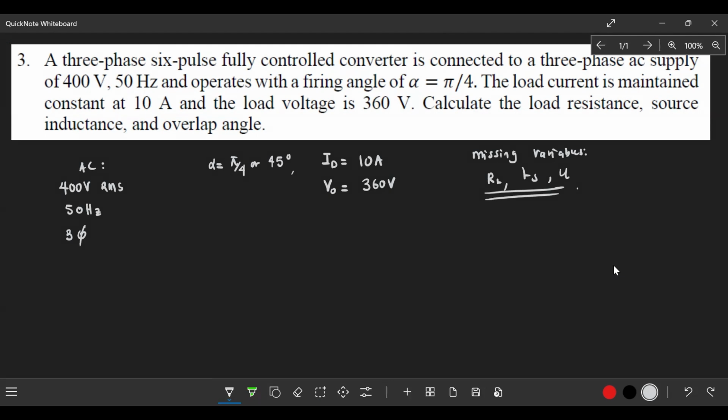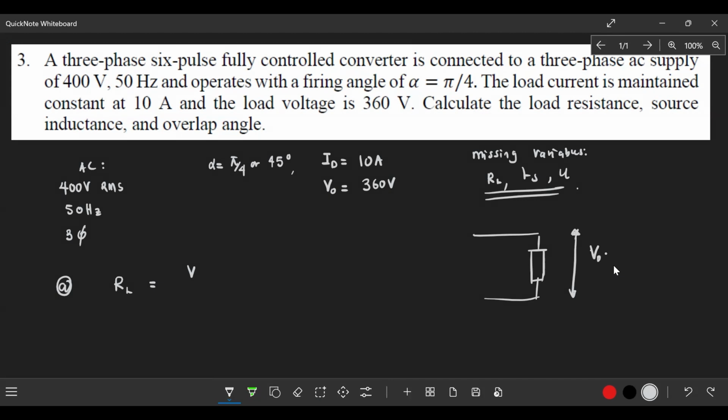Since that is what we are given, you can find the first part of the question, let me name it A, the load resistance. This is very straightforward. Load resistance is the load voltage, the output voltage, because you have connected the load. Consider this the load. From here there's some three-phase conversion happening, but this is a load. And on the load, you have the output voltage. The load voltage is 360 volts.